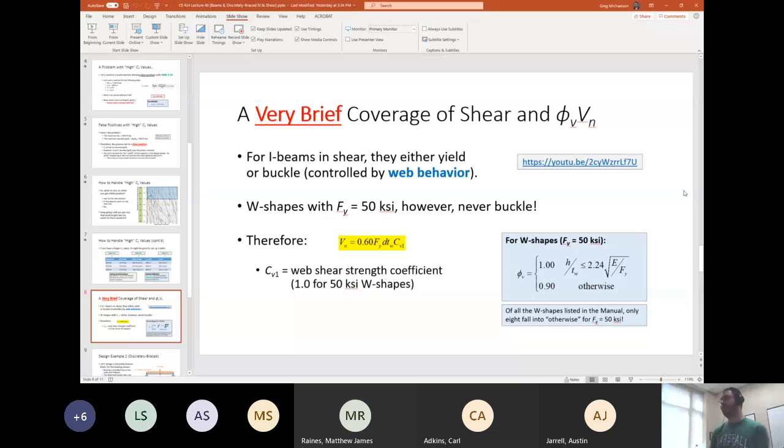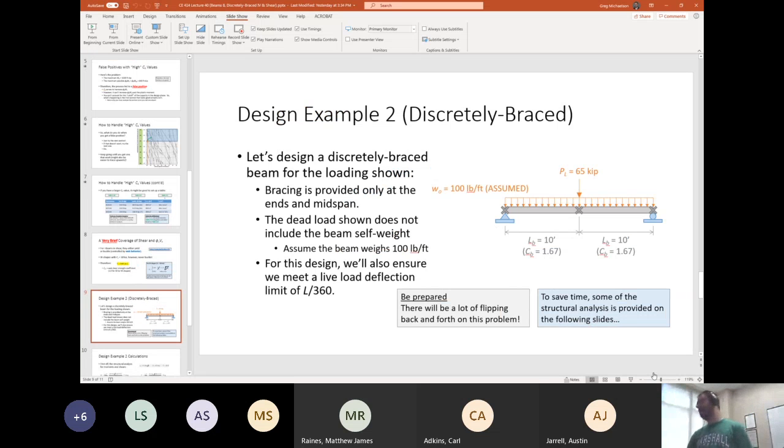Your phi value is usually 1. The only time it's not 1 is if your web slenderness is bigger than 2.24 times the square root of E over Fy. But if you look at every single rolled shape in the manual, all the W shapes, there's only 8 sections that violate this limit, and phi is 0.9. So phi is either 1 or it's 0.9, and the only time it's 0.9 is when h over tw is bigger than that limit. And again, only 8 of them do that. So in most cases, it's 1. Does anybody have any questions before we get into our example today?